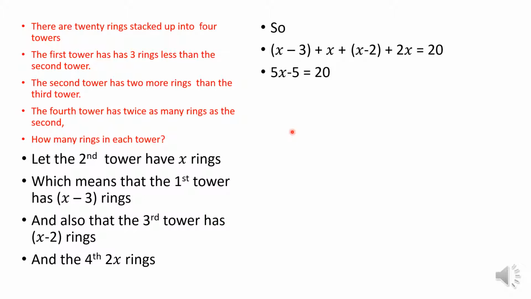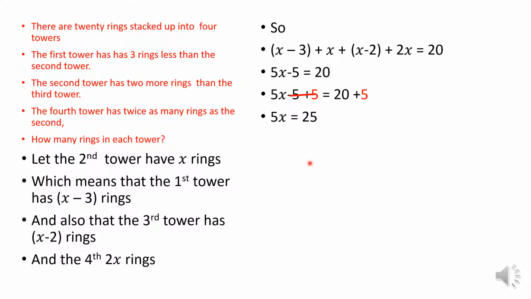Now, we want to get rid of the minus 5 on the left-hand side. And to do that, we add 5 to make it balance. Add 5 to both sides. And that's what we got here. So we now add 5 to both sides. On the left-hand side, minus 5 plus 5 will give us 0, so it will cancel out. So on the left-hand side, we now have 5x, and on the right-hand side, we've got 25, because 20 plus 5 will give us 25. So 5x is equal to 25.